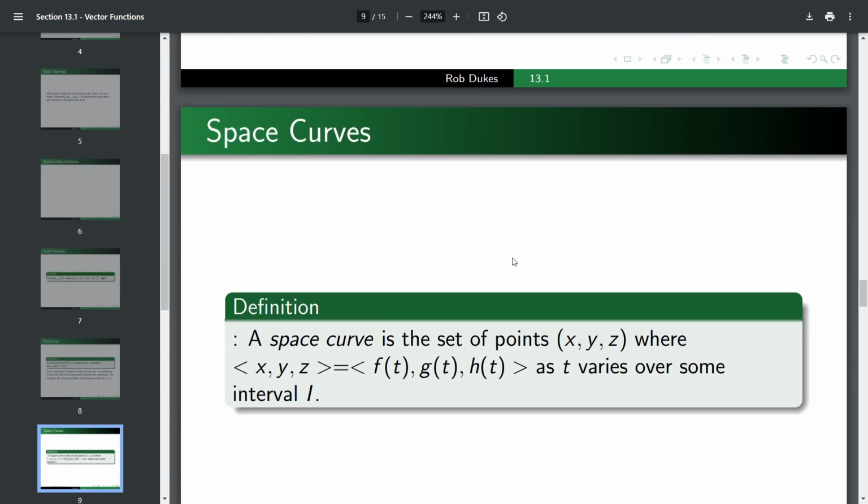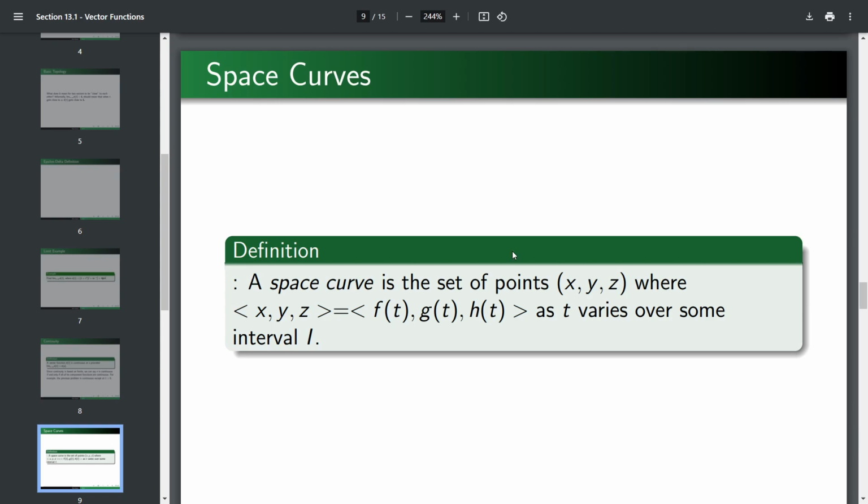Okay, so space curves. A space curve is a set of points where x, y, z equals f of t, g of t, h of t as t varies over some interval I. So we allow t to take values. We don't put any breaks in the t, and we end up sketching a curve in space that is what's traced out by the vectors.